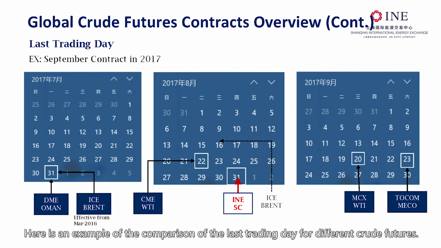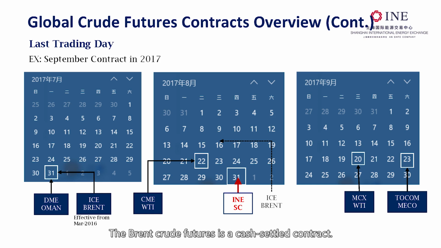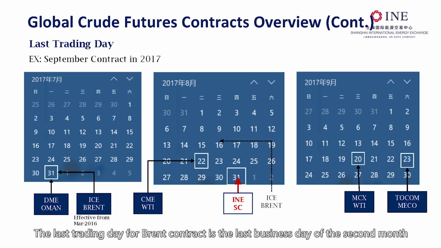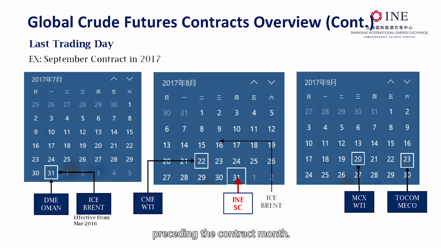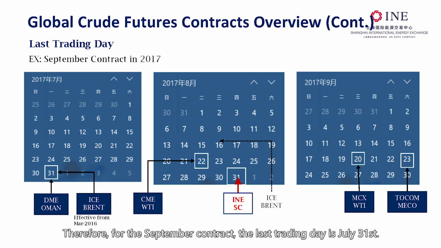Here is an example of the comparison of the last trading day for different crude futures. The Brent crude future is a cash settled contract. The last trading day for Brent contract is the last business day of the second month preceding the contract month. Therefore, for the September contract, the last trading day is July 31st.